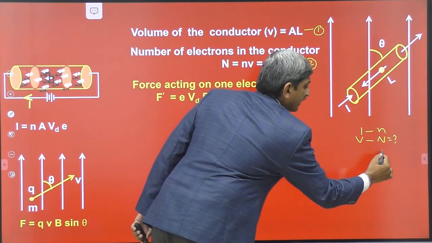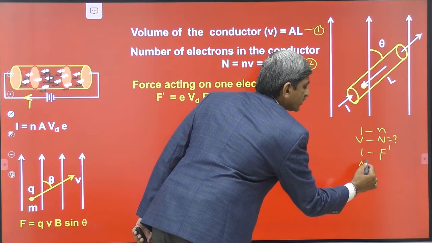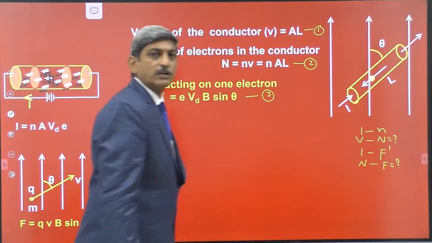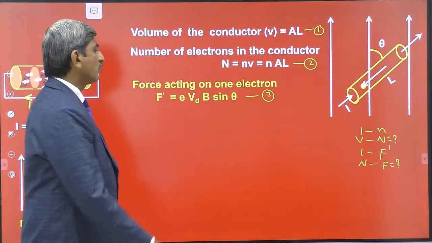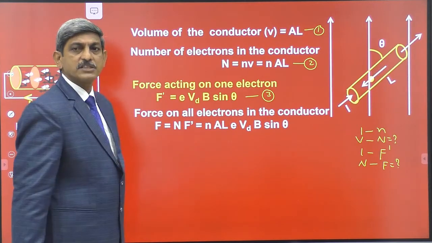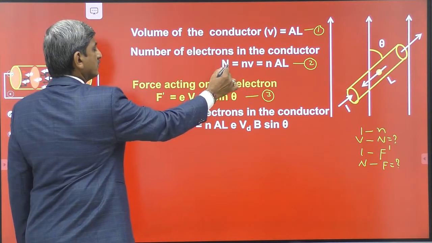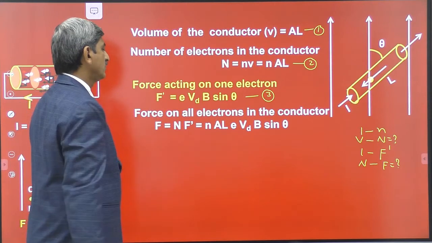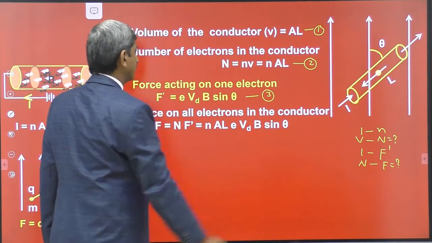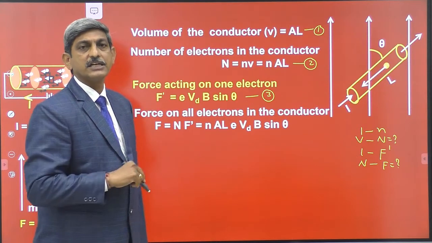If F dash is the force acting on one electron, then what is the total force acting on all electrons? The total force acting on all electrons is given by the number of electrons times the force on one electron, that is F = N F dash. By substituting this N value and F dash value, we have F = nALe Vd B sin theta. This is the force acting on all electrons inside the conductor.